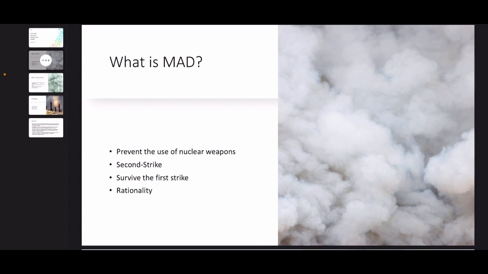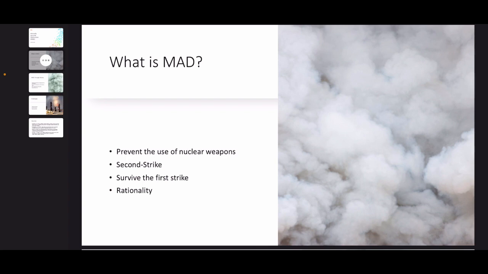And then survive the first strike. This is just basically ensuring that our nuclear weapons are able to survive a nuclear attack. So the United States has nuclear missiles located in submarines off the coast or in silos, for example. There are some silos here in Nebraska that are able to launch nuclear weapons if needed.